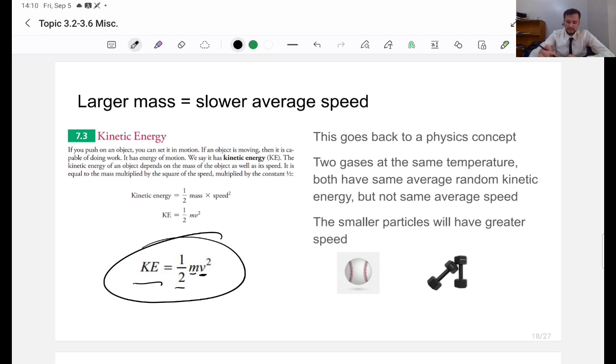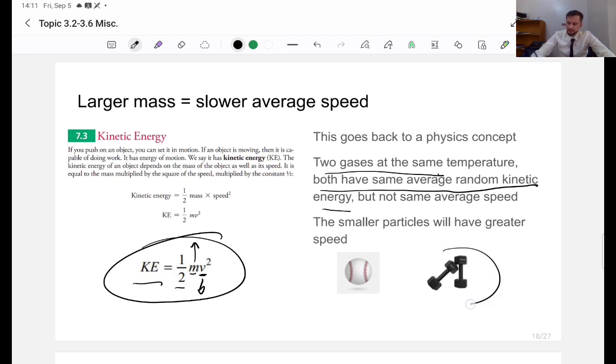But what does this mean? This means that if the mass of something is big, then its velocity is smaller relative to the amount of kinetic energy it has. So the application here is that two gases at the same temperature both have the same average random kinetic energy, but they don't have the same speed because they have different masses. So at the same temperature, the smaller particles will have a greater average speed because they have the same amount of average kinetic energy, but they're smaller. So with the same amount of kinetic energy, they move faster.